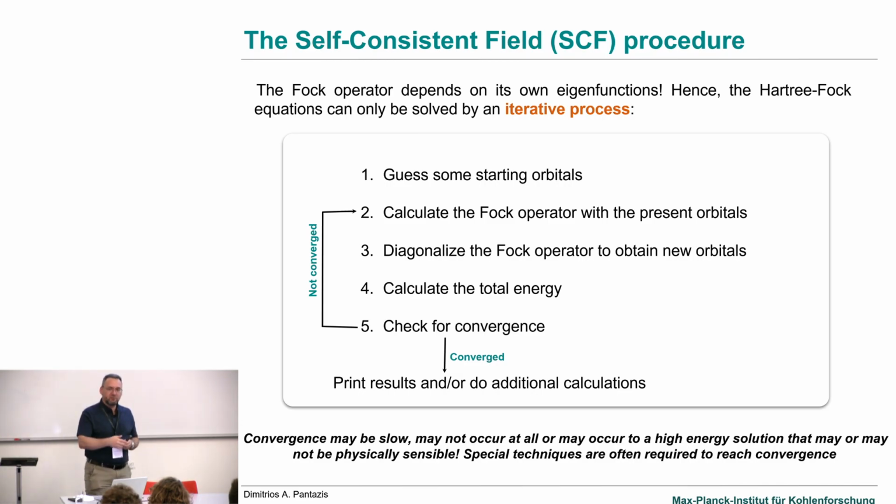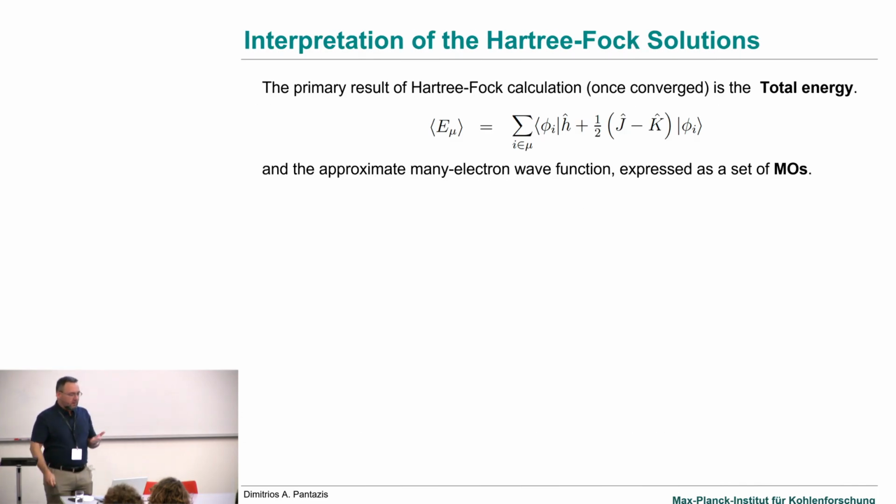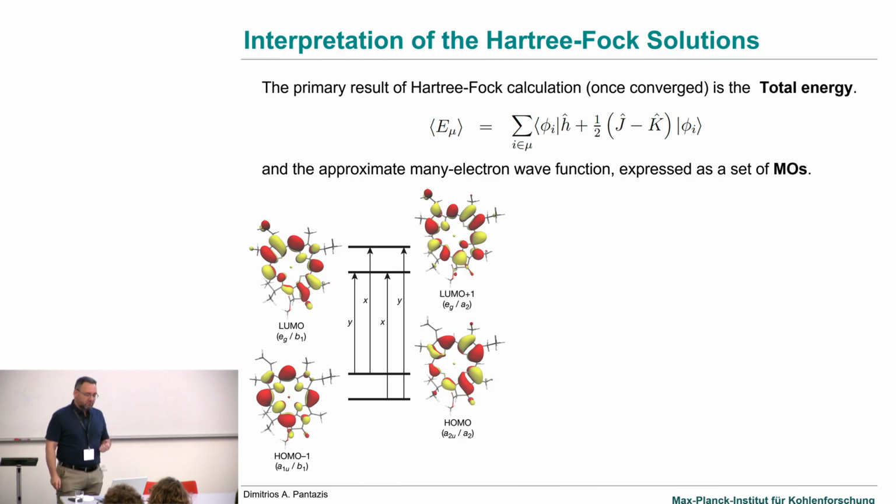And then in this iterative procedure, what we want to achieve is to have the best possible molecular orbitals based on the basis set, the atomic orbitals, in the way that we provided, so that the energy is the lowest possible. And this is the Hartree-Fock energy. And this is the approximate many-electron wave function.